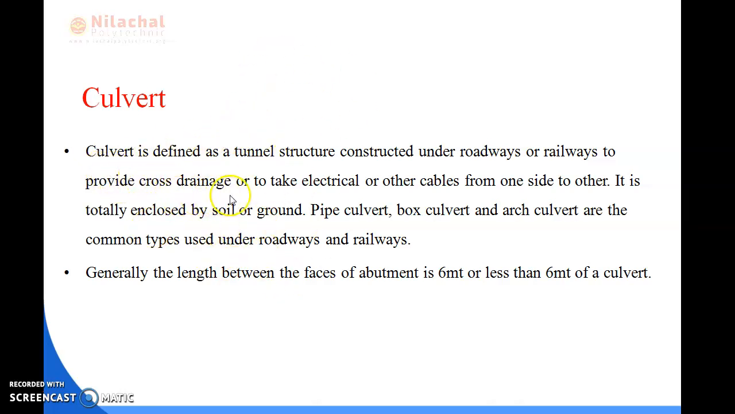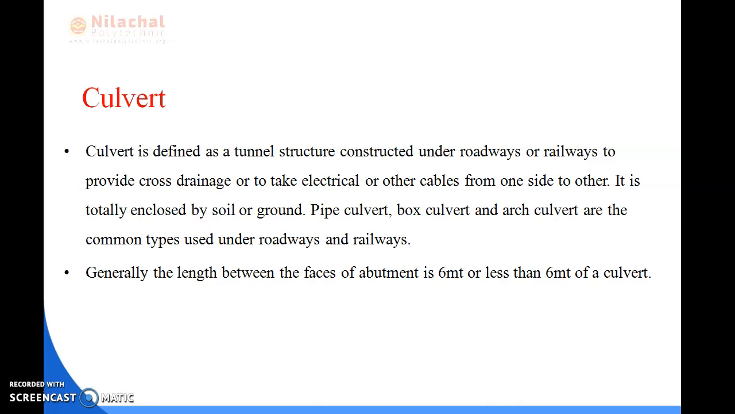A culvert is defined as a tunnel structure constructed under a roadway or railway to provide cross drainage or to take electrical or other cable from one side to the other. It is totally enclosed by soil or ground. Pipe culvert, box culvert and arch culvert are the commonly used types of culvert under roadways and railways.